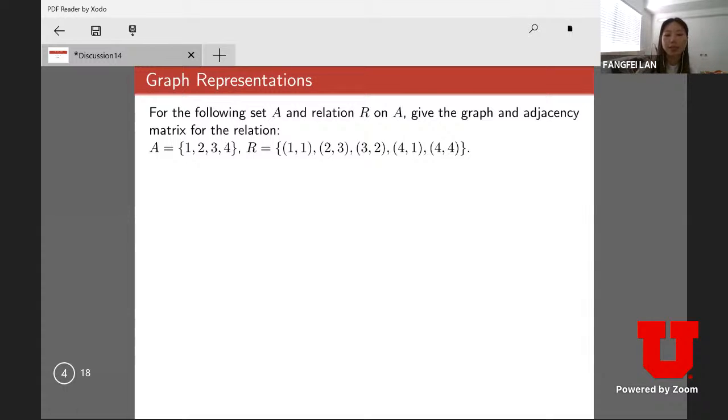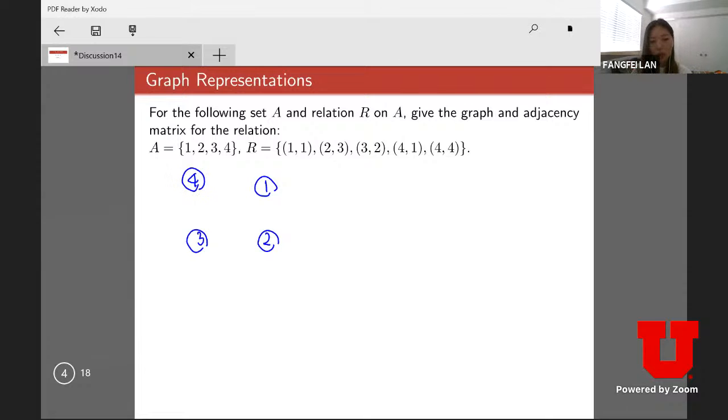For the following set A and relation R on A, give the graph and adjacency matrix for the relation. So what do we do first? Let's draw the graph first. So what do I do? I'm going to start with 4 nodes. Let's say 1, 2, 3, 4. Okay. And then I'm just going to draw them like this. You don't have to. This is going to look really ugly, but that's fine. You can draw dots as well.